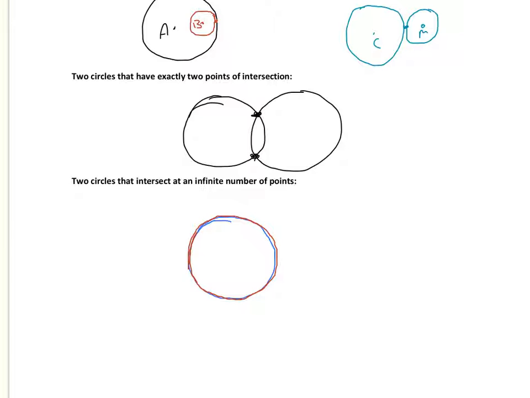So hopefully this was a quick review of just some different parts of the circle. If you have questions, please let us know.